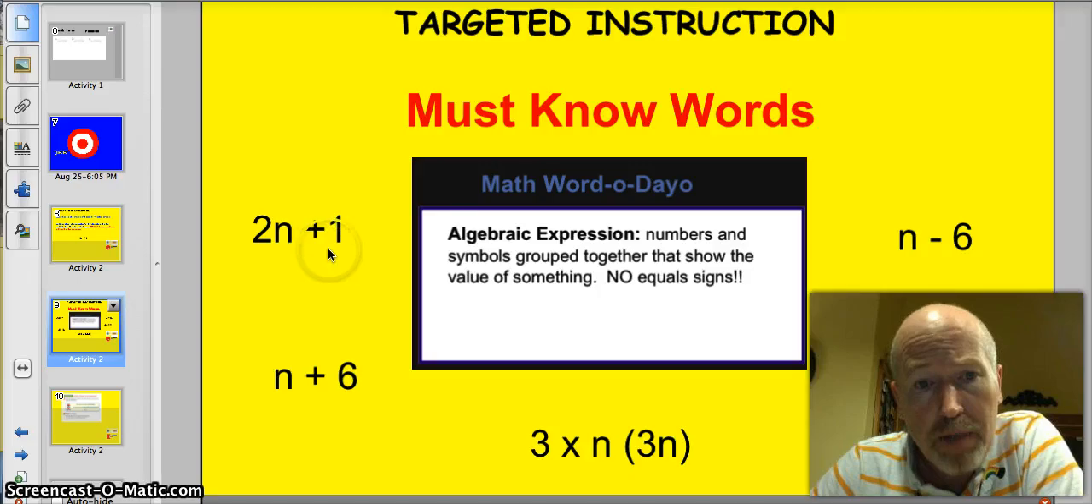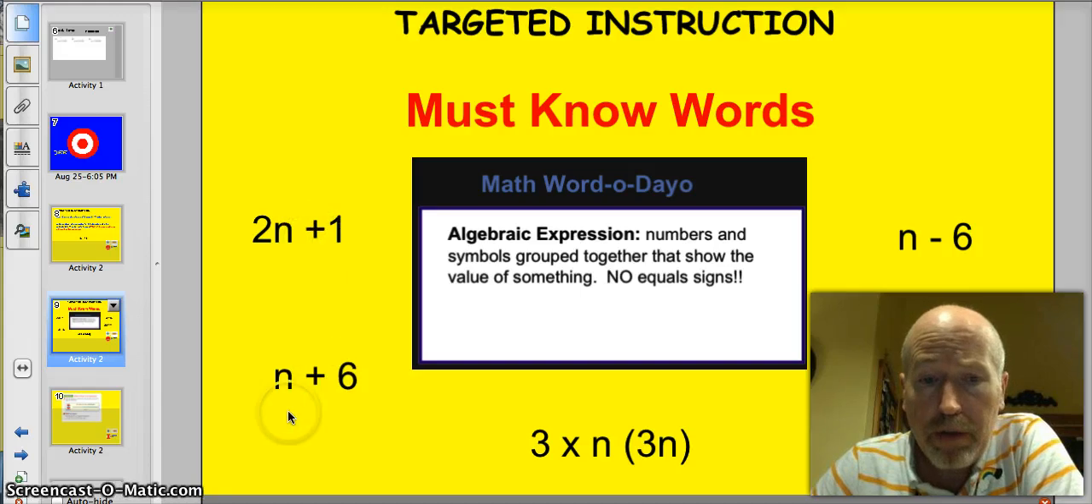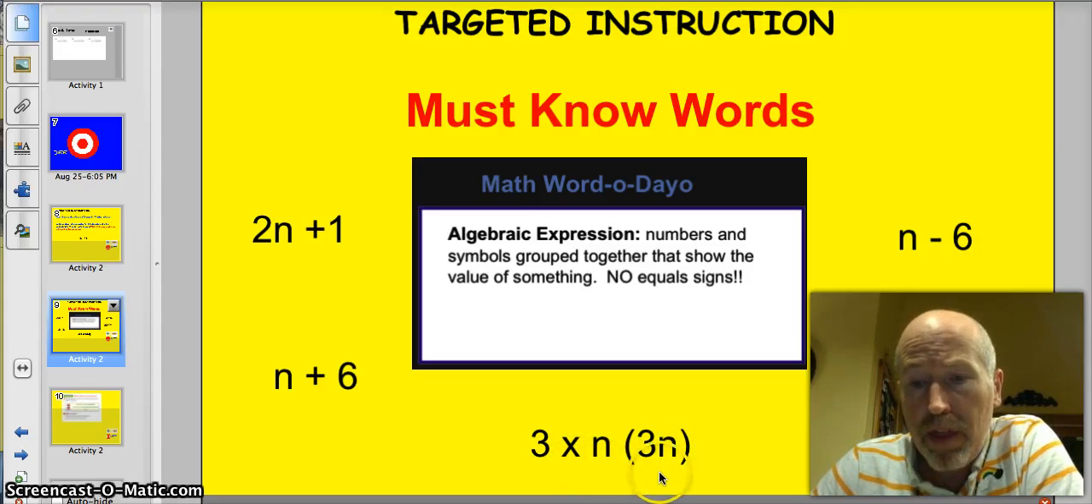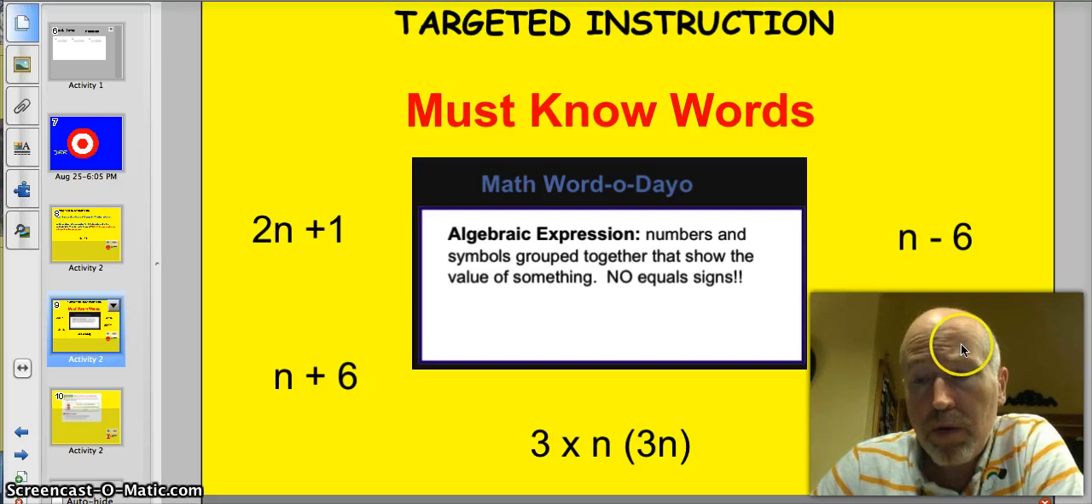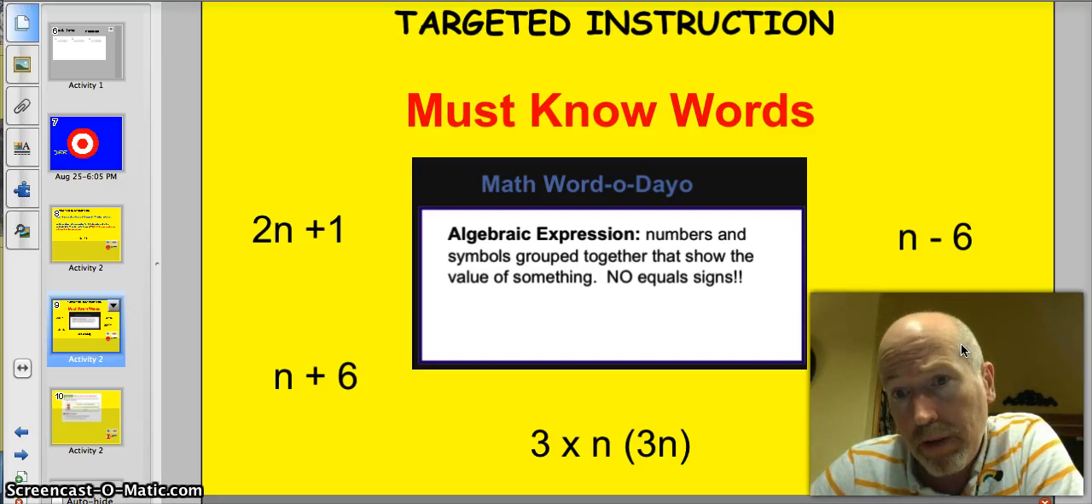Take a look at this one here. This is 2 times a number plus 1. So let's say the number was 4. It would be 2 times 4 plus 1. Here it's a number plus 6. This one here is 3 times a number, and this is the way we generally write that, 3n. Here's a number less than 6, or a number decreased by 6. Here's 3 times a number decreased by 1.